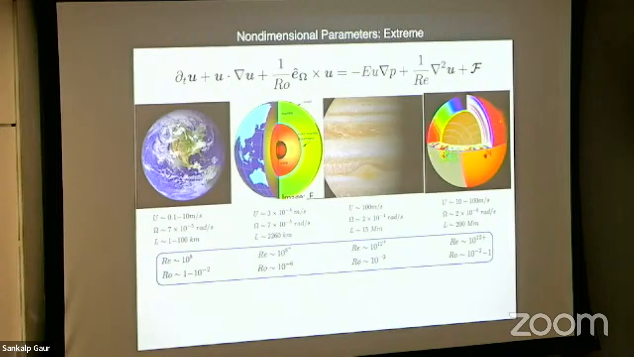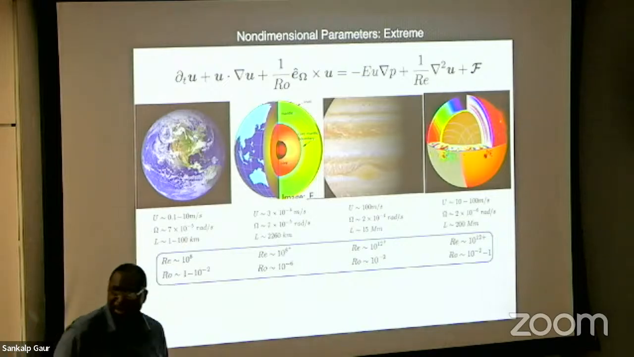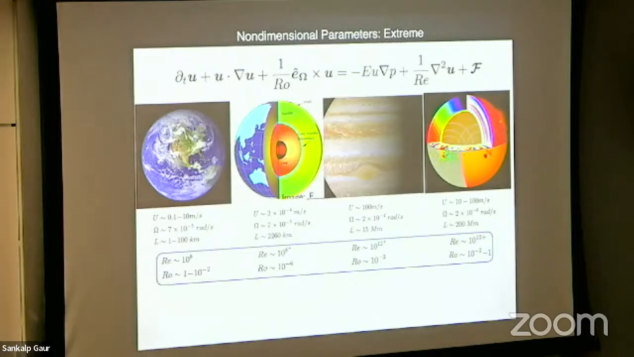In the oceans, especially in open ocean deep convection, it's order one, but less than one. You can find in the larger scale motions in the oceans much smaller Rossby numbers. The Earth is very small: 10 to the minus 6 is a small number. If you do it based on the jets of Jupiter, there you go, 10 to the minus 2.